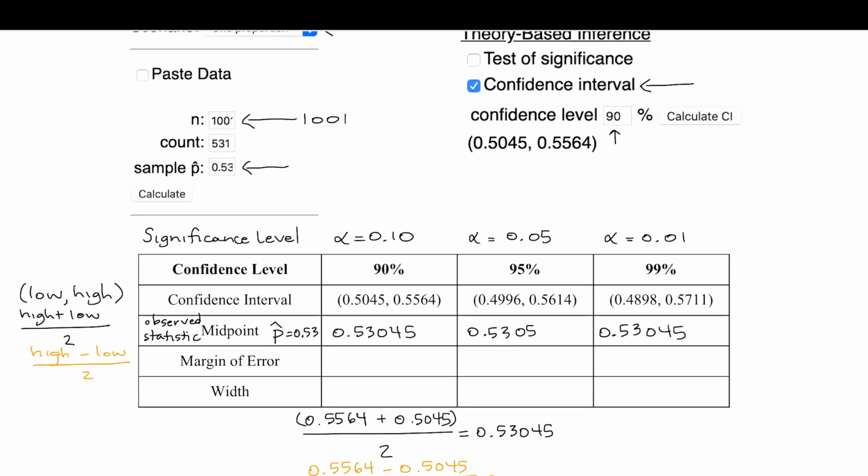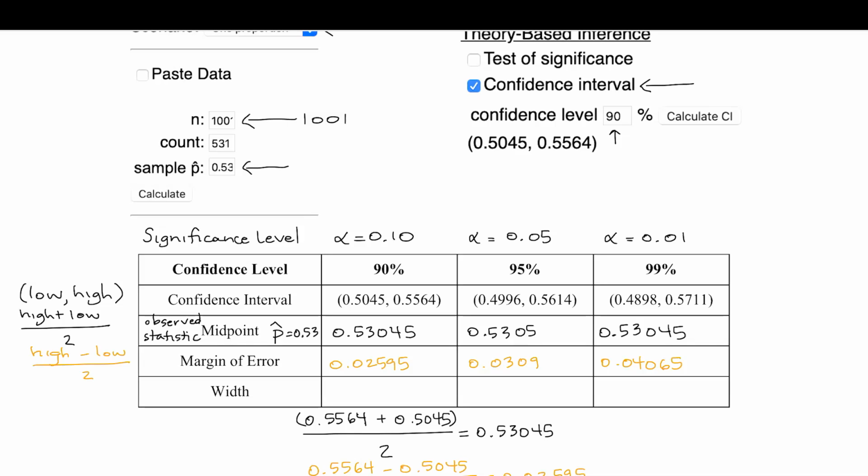And when you do that, you should get 0.02595. And that is our margin of error. Then again, pause the video and try it for each of the other confidence levels. Take the high value minus the low value and then divide by 2. You should get 0.0309 for the 95% interval, and you should get 0.04065 for the 99% interval.